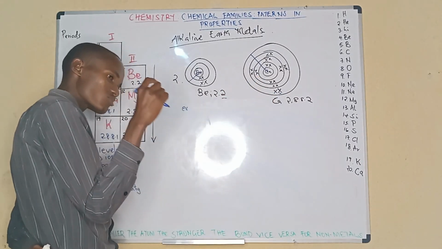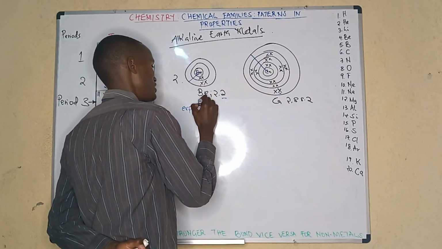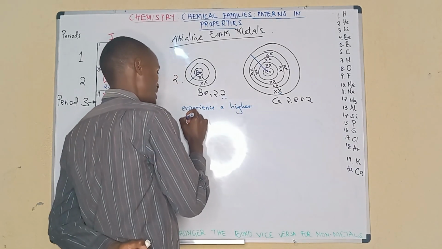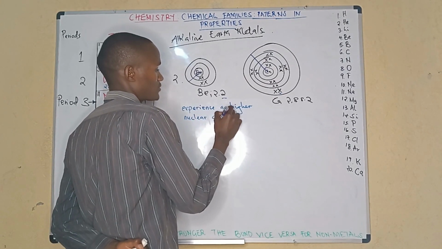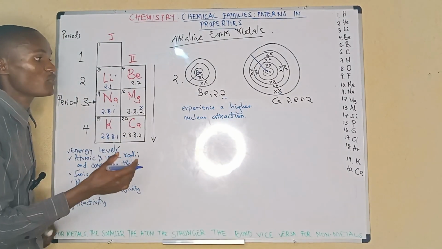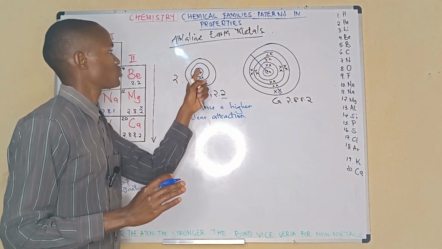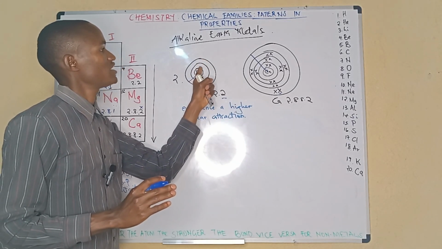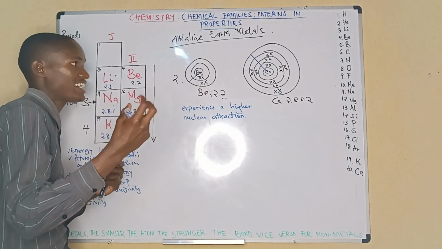As a result of it having a smaller atom, the electrons of beryllium experience a higher nuclear attraction. That is attraction to the nucleus, nuclear attraction. So it will be the same case for lithium. So the smaller the atom, the higher the nuclear attraction. We have positive charges here pulling electrons. So the smaller the atom, the higher the nuclear attraction.